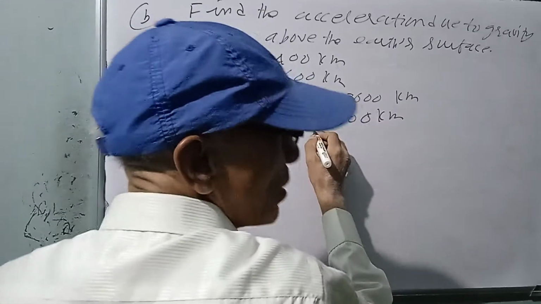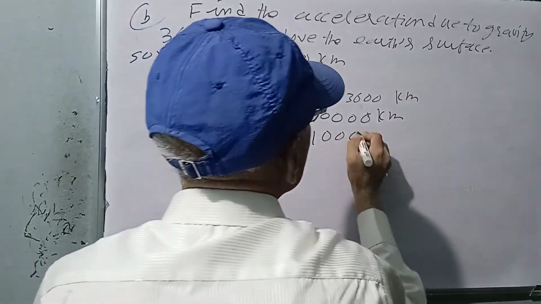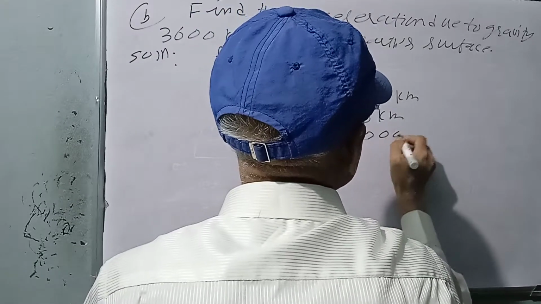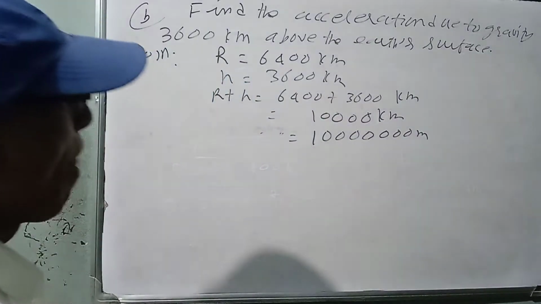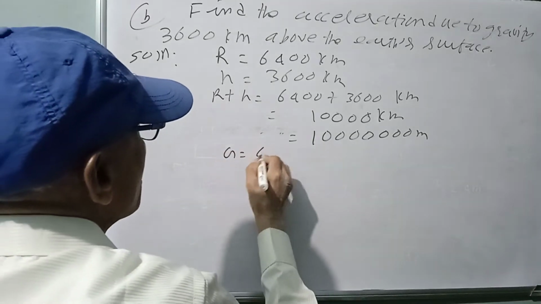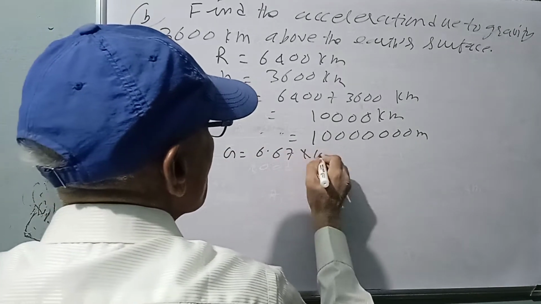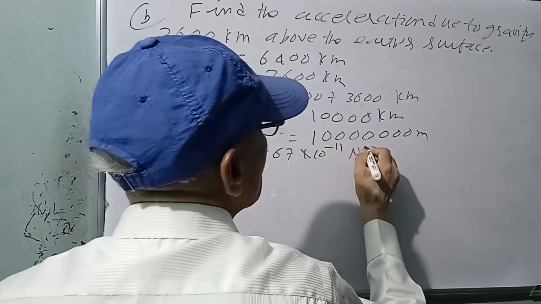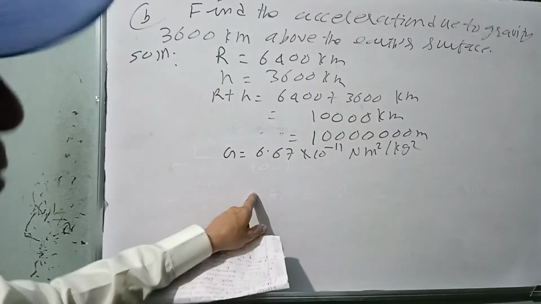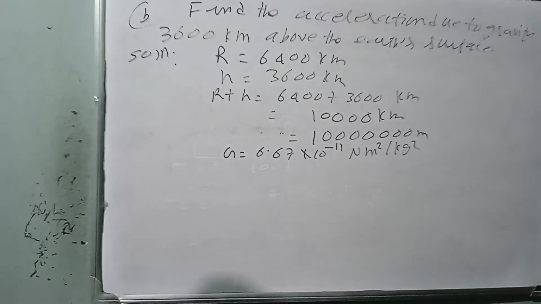Kilometer, now change into meter. 1, 2, 3, change into meter. What is the value of capital G? 6.67 × 10^-11 newton meter square per kg square, the universal gravitational constant value.